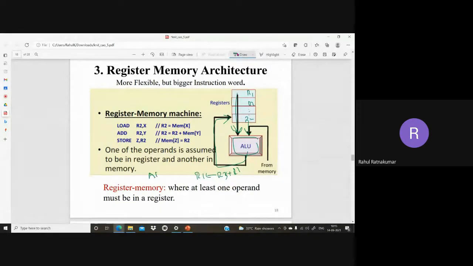So we can say add R1, R2, R3. This kind of architecture is called register memory architecture. Can be also okay.